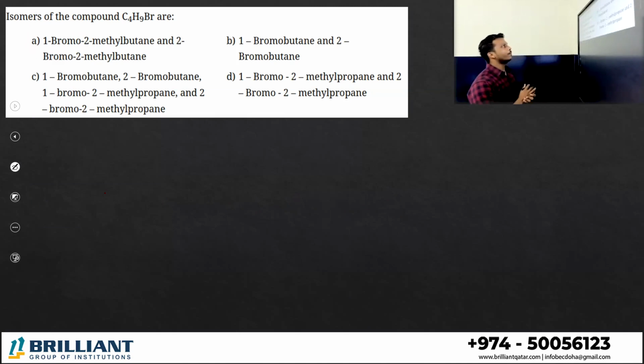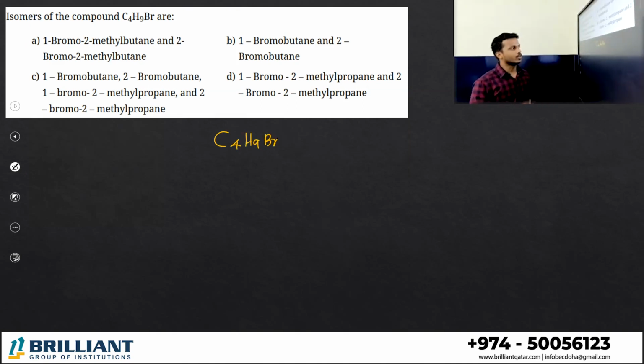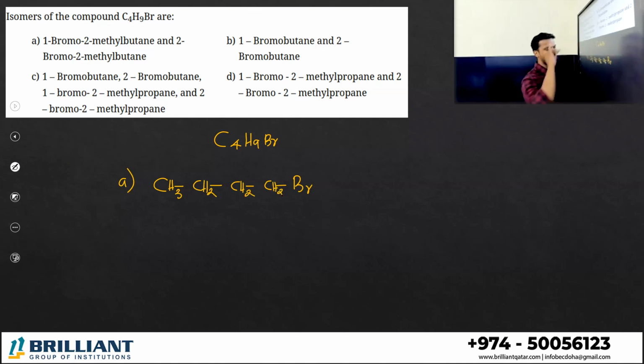Isomers of the compound C4H9Br. You know what is the compound C4H9Br? It is a haloalkane, because the hydrogen number and carbon number are almost double, then bromine is there. So it's a haloalkane. Let me write the possible structures. Okay. First structure, 1, 2, 3, 4. So total 4 carbons are there with a bromine. You can fill hydrogen, okay, CH3, CH2, CH2, CH2Br, one compound.